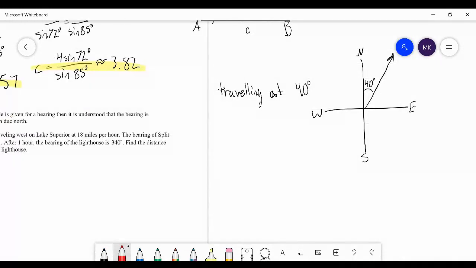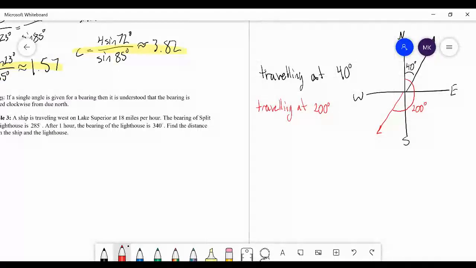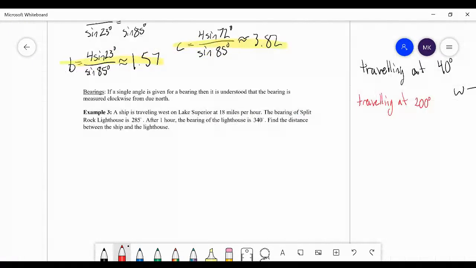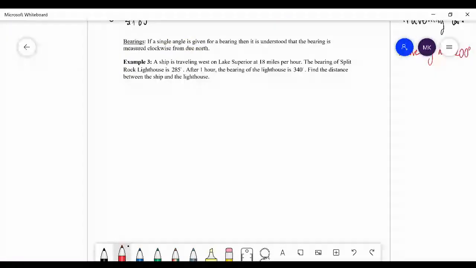Similarly, we'll do this in red. If I'm saying that I'm traveling at 200 degrees, okay, that puts us down here, because this is 200 degrees. Okay. So let's see if we can use that to help us out with example 3.